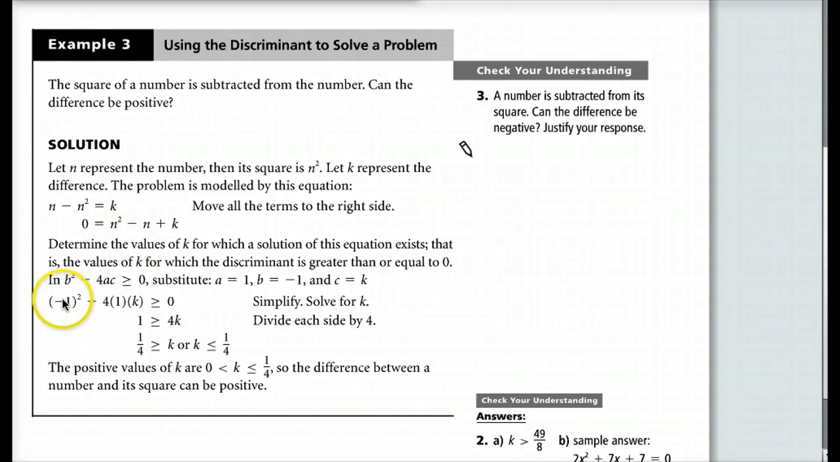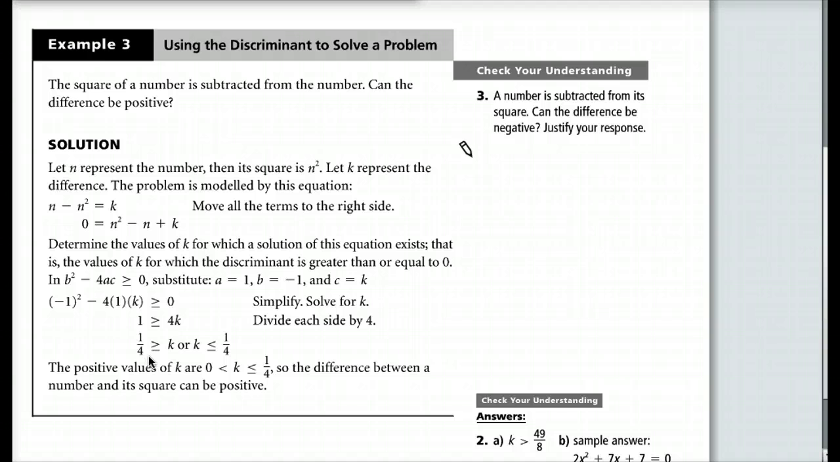Plugging into the discriminant, b squared minus 4ac, we get -1 squared is still 1, then minus 4a, which is 1, and c, which is k. So we should get 1 minus 4k greater than 0. Then just add 4k on both sides and divide. You can easily solve that. The k should be less than or equal to 1 over 4.